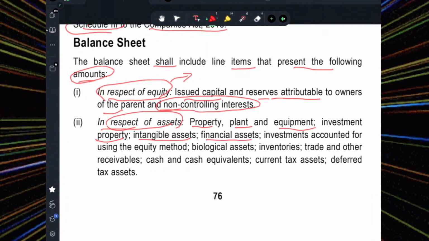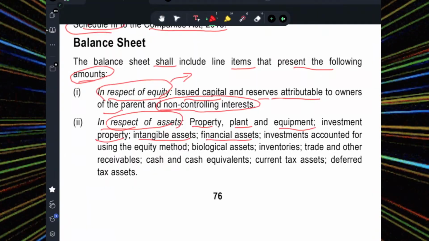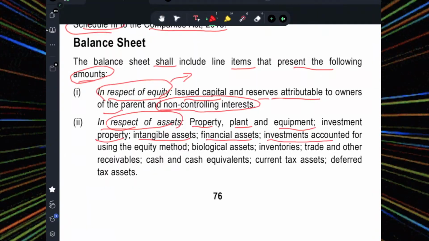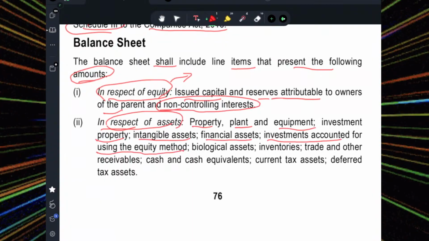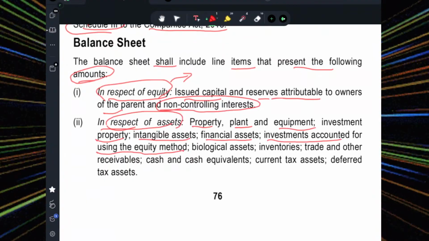Intangible assets: we have software, we have patents. Financial assets: we have given loans, we have bought bonds, we have bought debentures, we have gold bonds. Investment accounted for using the equity method. So what? I have invested in shares.